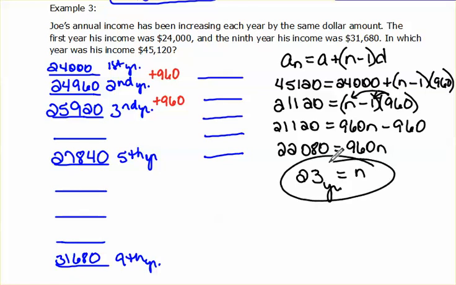Now you would have gotten the same exact thing if you had continued on with what we had done before. In the 9th year, we knew it was this, so if we added 960 to that, it would be 32,640, and then if we added 960 to that, it would be 33,600, and so on and so on until we hit 45,120, and then you would see that that would be 23 spaces from the first year. So I hope that that makes sense.